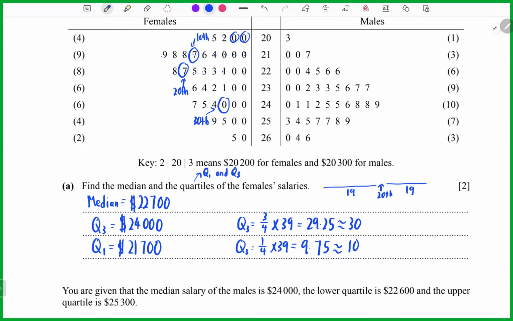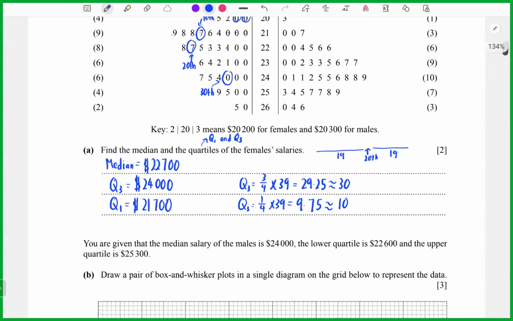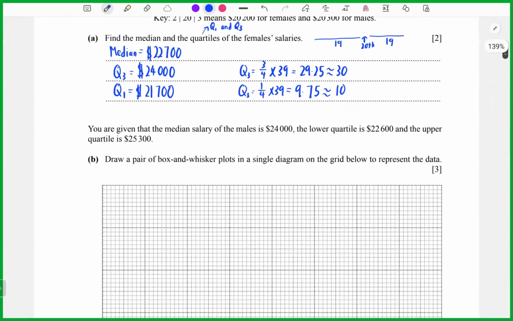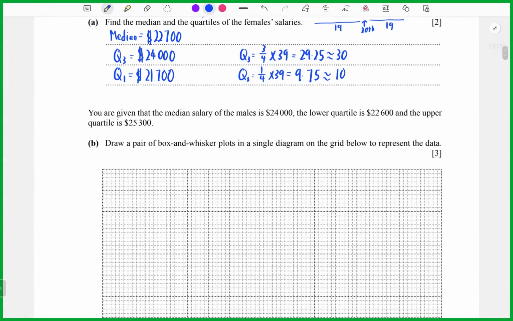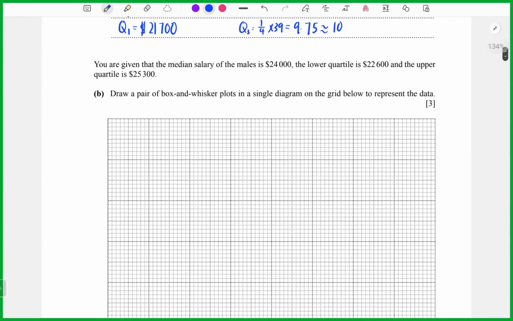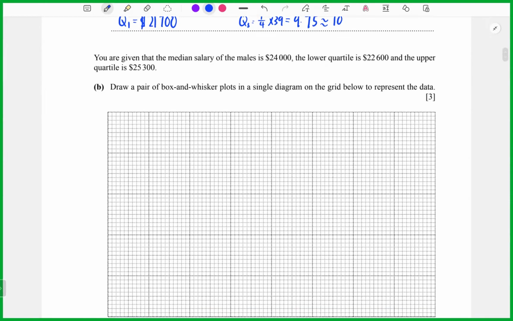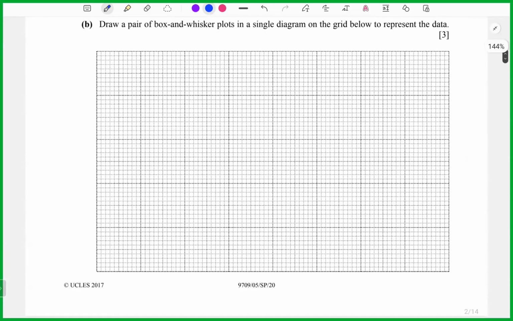Now let's look at the next part. You are given that the median salary for the males is $24,000, the lower quartile is 22,600 and the upper quartile is 25,300. Now we look at part B: draw a pair of box-and-whisker plots in a single diagram on the grid below to represent the data. So how do we sketch this graph?